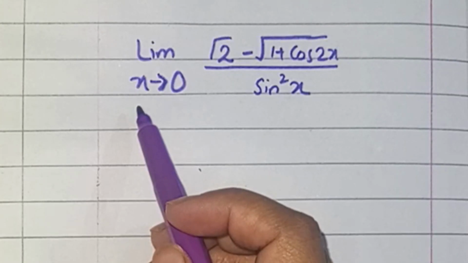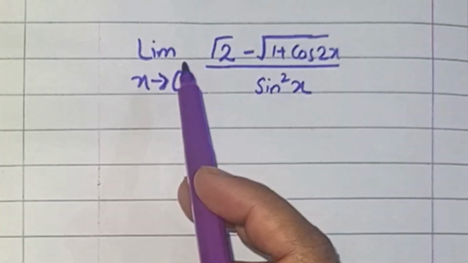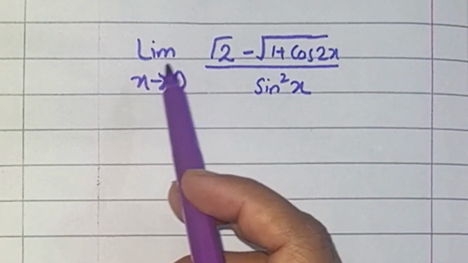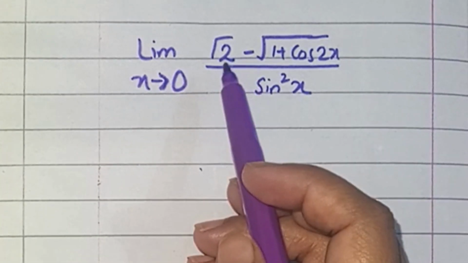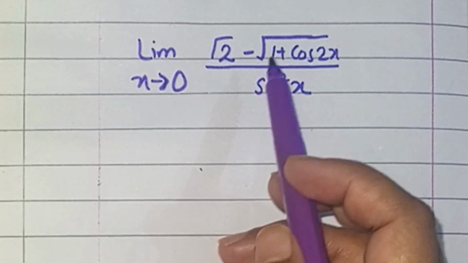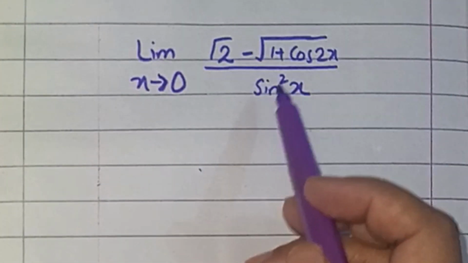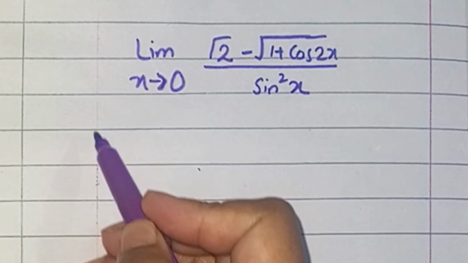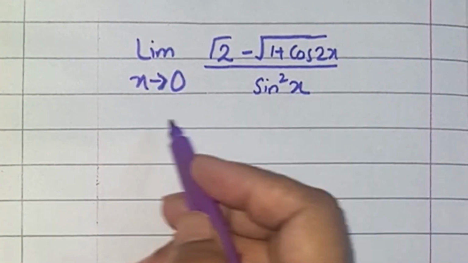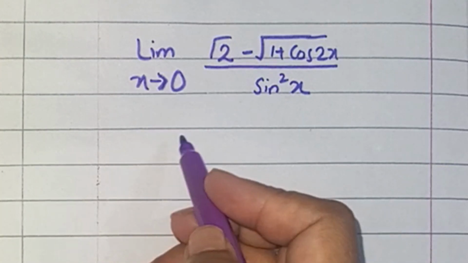Hello, good day everyone, and in this video we are going to solve this limit problem. We have the limit as x approaches 0 of (square root 2 minus square root of 1 plus cos 2x) over sine squared x. So let's start. First of all, we recall some identities that we use in our question.